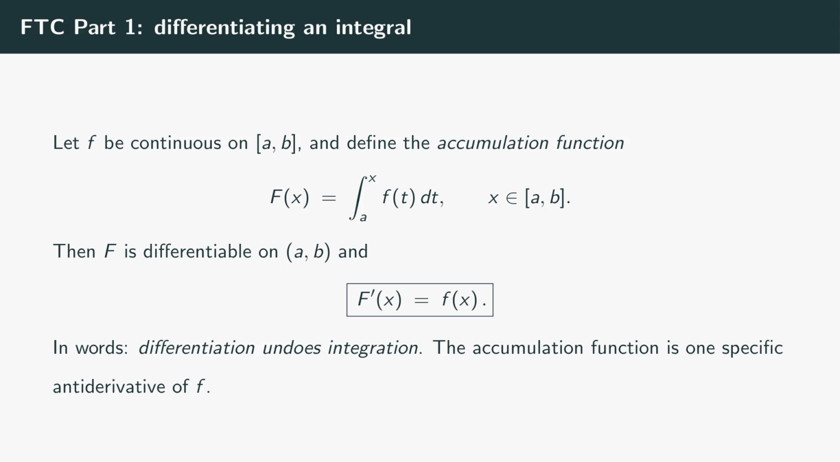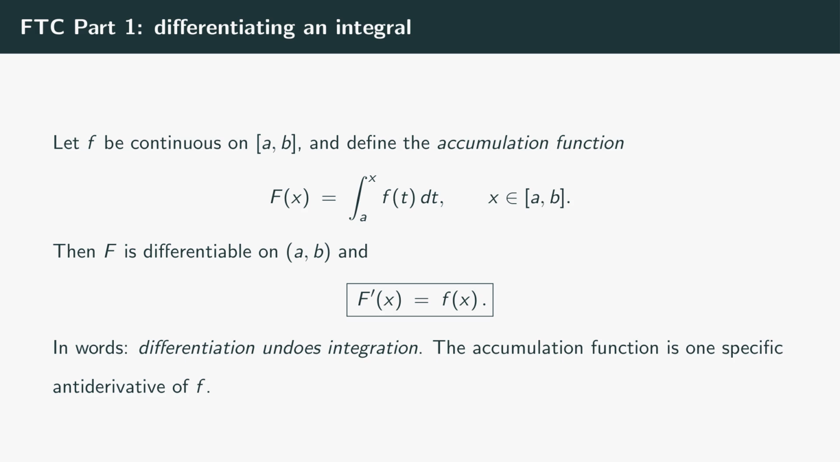Here is the first half. Assume f is continuous on a closed interval from a to b. Build a brand new function out of f, call it capital F of x, and define it as the integral of f of t dt from a up to x. In plain English, capital F of x is the running total of signed area under f, starting at a and stopping at wherever x happens to be. The upper limit is the input. The theorem says two things. Capital F is differentiable on the open interval from a to b, and its derivative is f itself. Integrate, then differentiate, and you land exactly where you started.